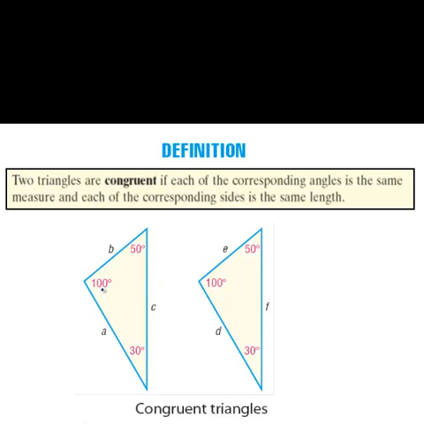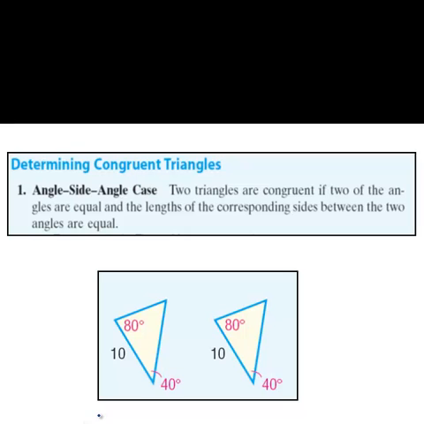Now here we have 2 congruent triangles where the lengths are the same and the interior angles are exactly the same. This 100 degrees is the same as this 100 degrees. This 50 is the same as this 50, and this 30 is the same as this 30. And this side is equal to this side. B is equal to E, A is equal to D, C is equal to F. Those two are the same.